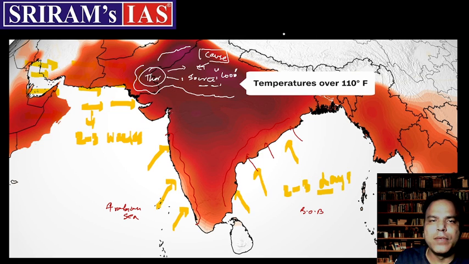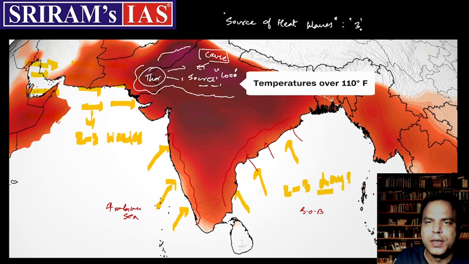So why do heat waves develop in India? What is the major cause for the heat wave? The source of heat energy, the source of heat waves. Every heat wave should be accounted for by its source. So for heat in India, you can call it three major sources.